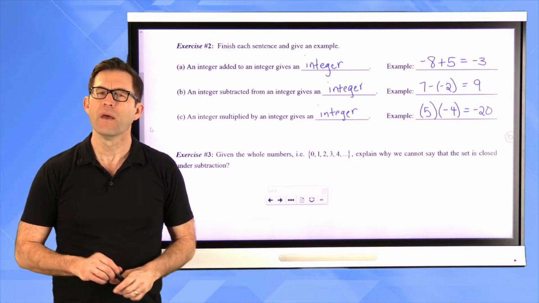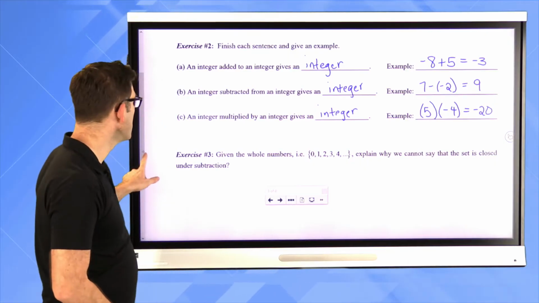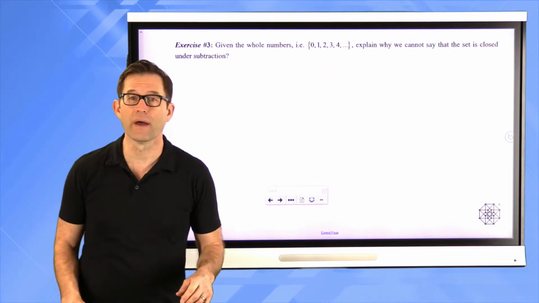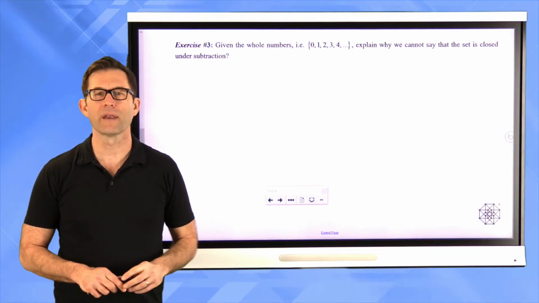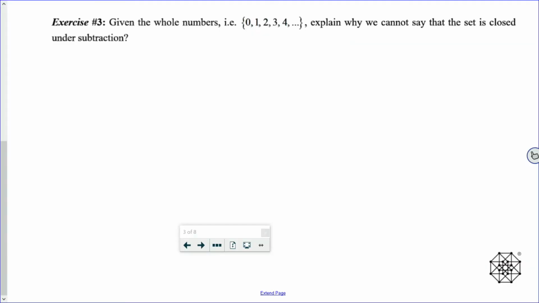of number. Now, just to make sure that you understand this idea of a system being closed, or a set of numbers being closed for a particular operation, let's take a look at exercise number 3. Given the whole numbers, just the whole numbers, i.e. 0, 1, 2, 3, 4, etc., explain why we cannot say that the set is closed under subtraction.